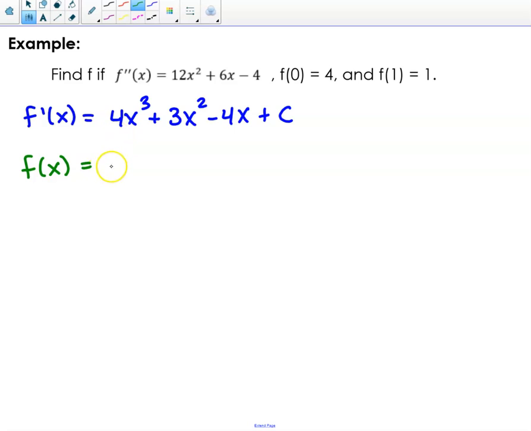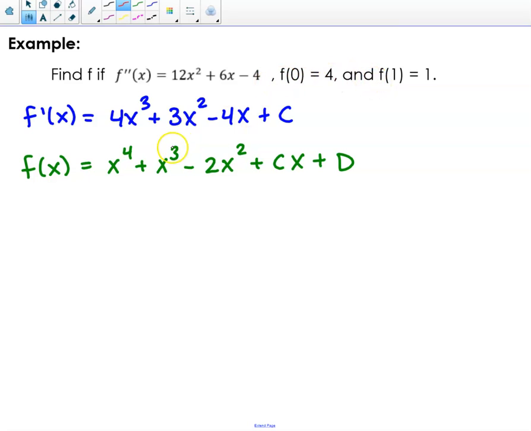So antiderivative of 4x cubed is going to be x to the fourth. Antiderivative of 3x squared is going to be x cubed. Antiderivative of negative 4x would be negative 2x squared. Antiderivative of c is going to be cx, because c is a constant. And then we have another arbitrary constant that we have to add to the end of this, and we can't use c since we already used it, so we're going to add d to the end. So now we have two pieces of information, f of 0 and f of 1.